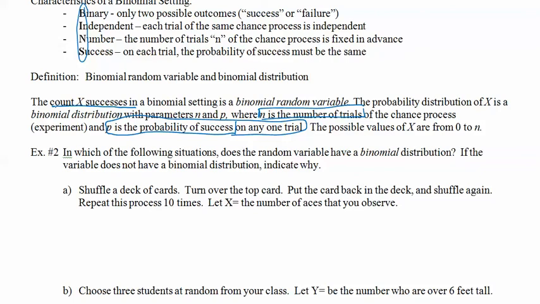So looking at our next example, in which of the following situations does the random variable have a binomial distribution? If the variable does not have a binomial distribution, indicate why. So once again at this point, pause the video and see whether you can do it. What you're going to do is look at each of our requirements as we've got listed above: binary, independence, number of trials is fixed, and success is the same for each trial. We'll see you in a second or two.